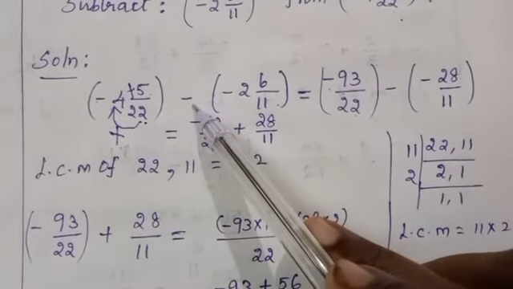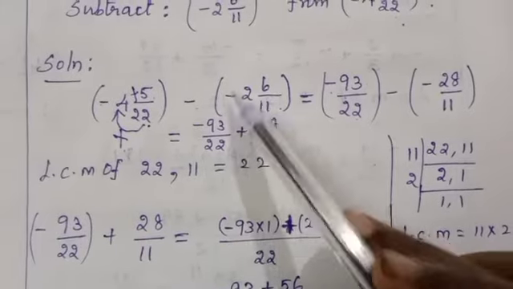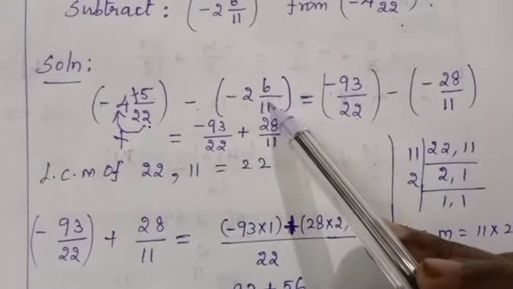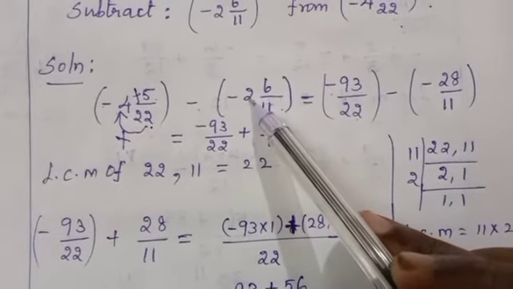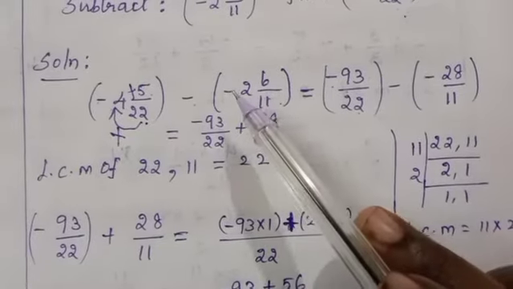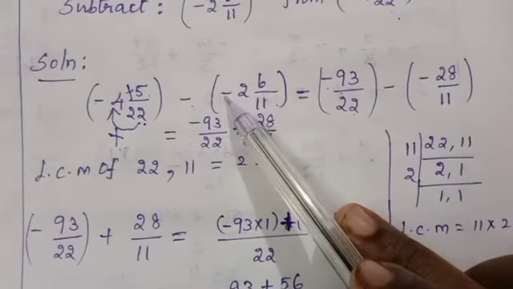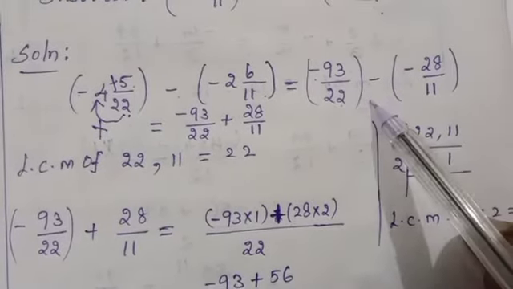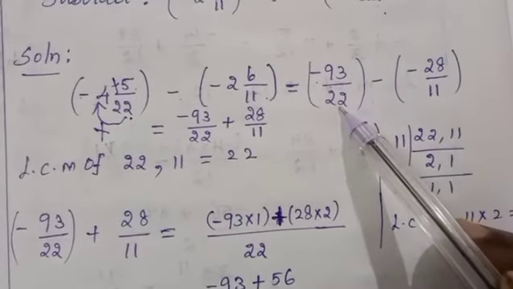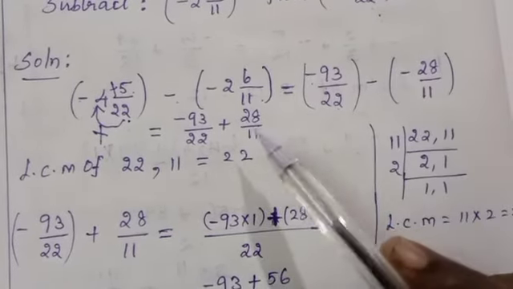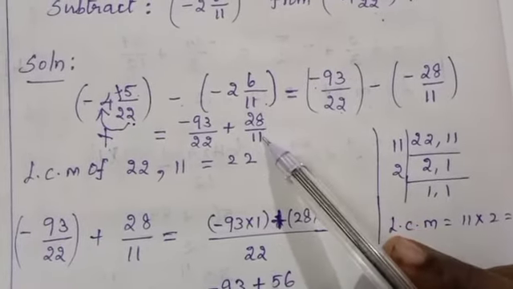The middle sign, what do you have? Minus, just take and write. Then you have to convert this into an improper fraction: 2 into 11, 22, 22 plus 6, 28. What symbol do you have here? Minus. So minus 28 by 11. So it is written as minus 93 by 22, two minuses are here, minus into minus is plus, 28 by 11.